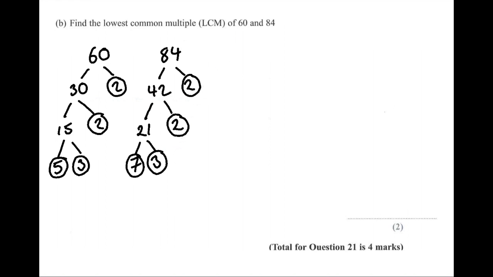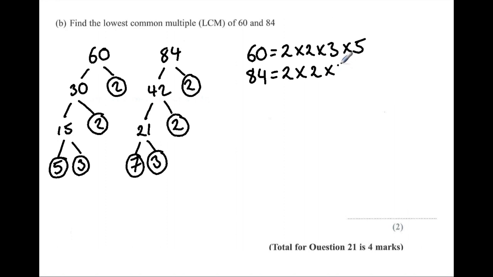Now the next step is to list the product of prime factors for each of the numbers, 60 and 84. So 60 is equal to 2 times 2 times 3 times 5, and 84 is equal to 2 times 2 times 3 times 7. I'm then going to construct my Venn diagram.